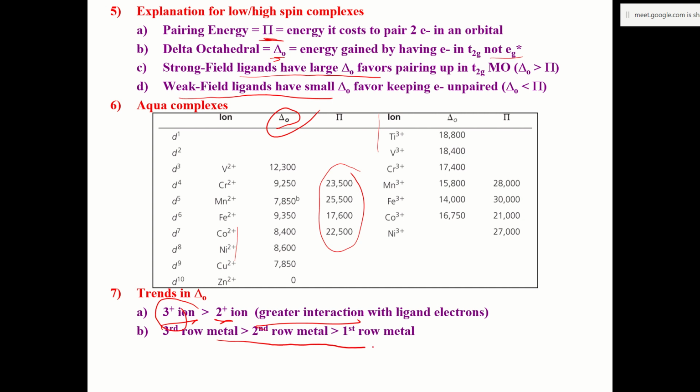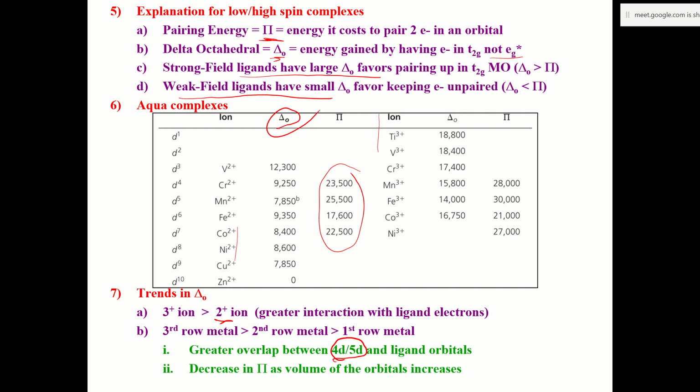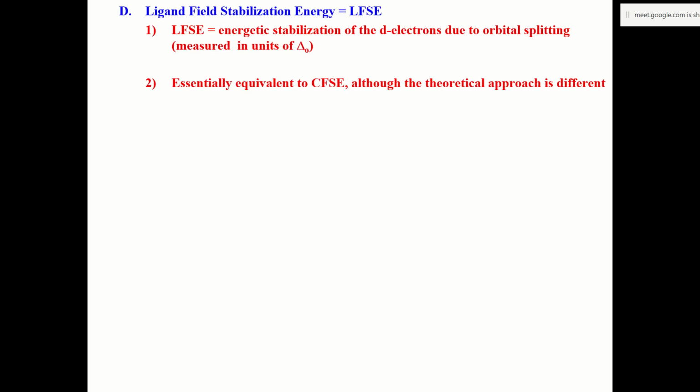Third row, second row and first row metal ions, you have this kind of trend. We have also discussed that 4d and 5d orbitals lie outwards and will have greater interaction with the ligand orbitals. Also, another thing we notice is that in 4d and 5d the pairing energy decreases much more, so the complexes are essentially low spin.